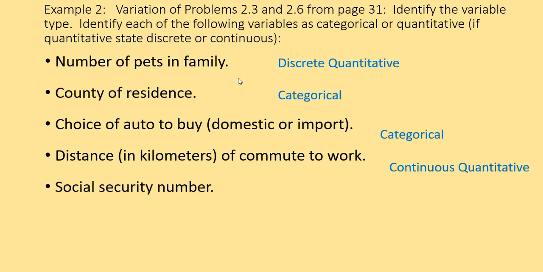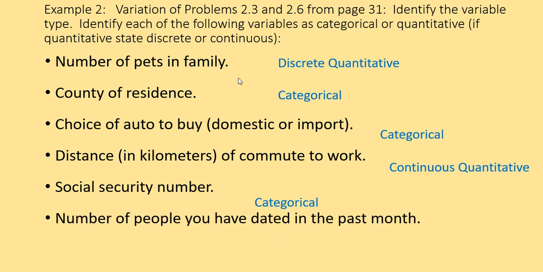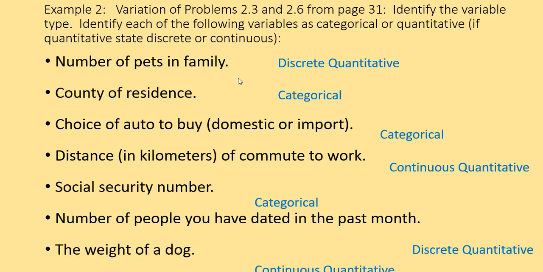Social security number. Are they numbers? Yes, they're numbers, but does it make any sense to add them up and average them? It doesn't. So that will be categorical. Number of people you have dated in the past month, and that is discrete quantitative. Hopefully not 1.5, right? Weight of a dog, that would be continuous quantitative.